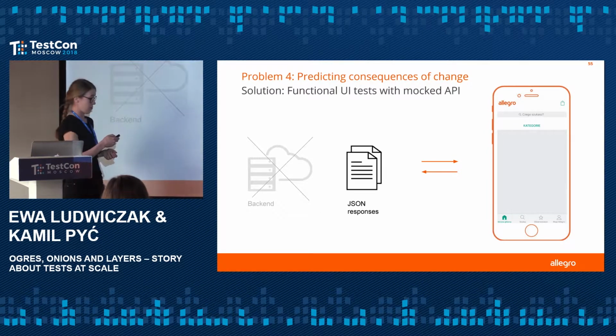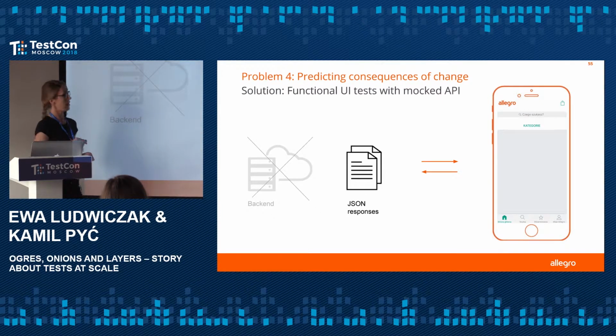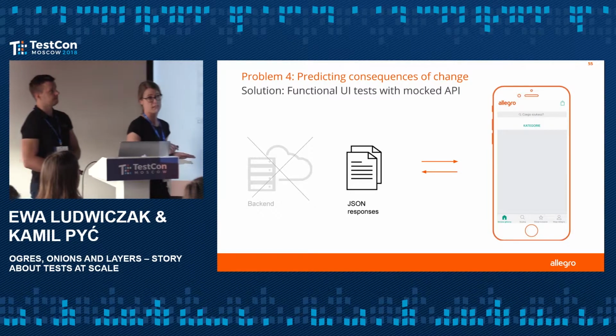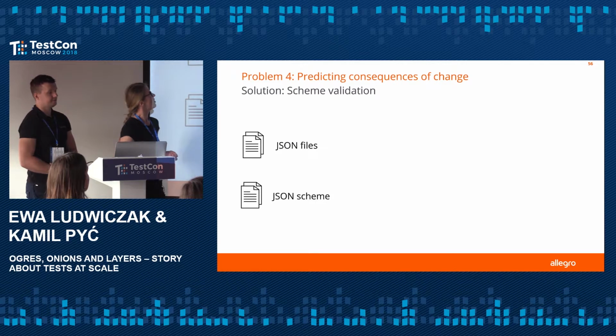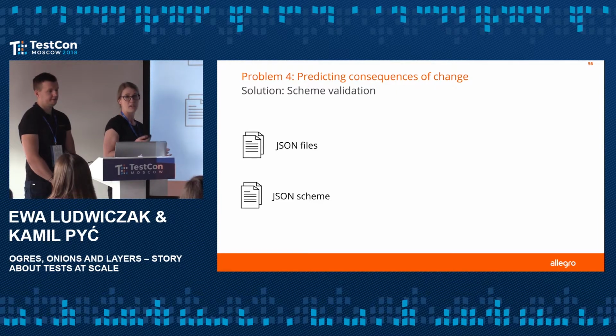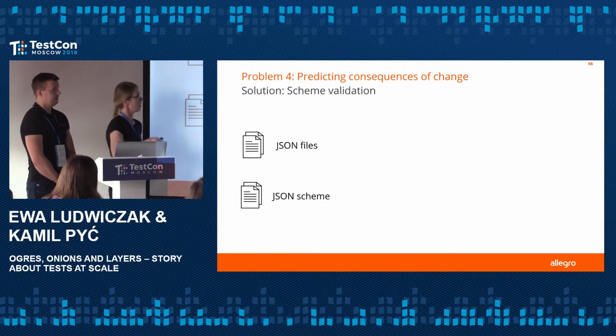We knew that this kind of approach brings one risk. What if something changes in the backend and we will not change something in our JSON responses stored safely in our repository? We knew that we need to handle that risk, and that is why we created schema validation. So having our JSON files stored in our repository, based on this information, we create JSON schemas. A schema contains information about response structure, variables presence, and their types.